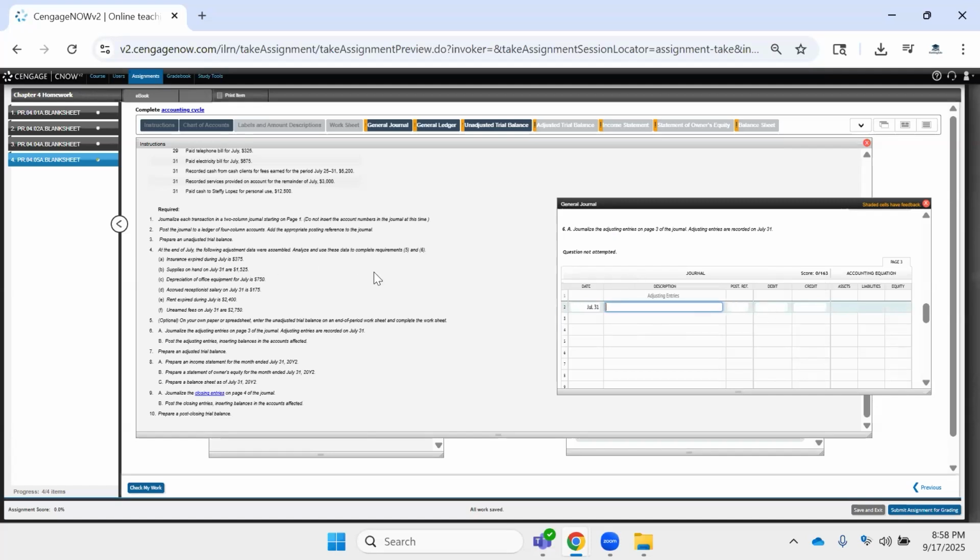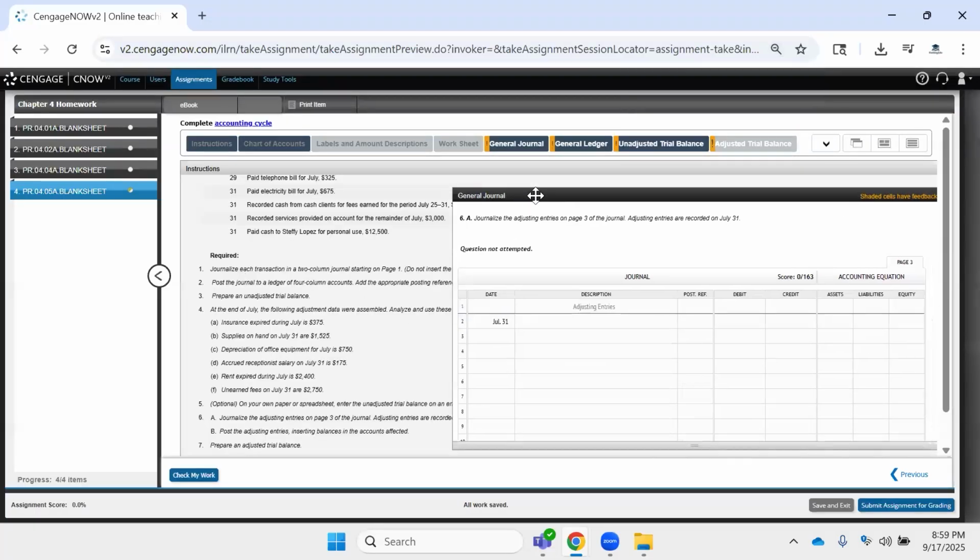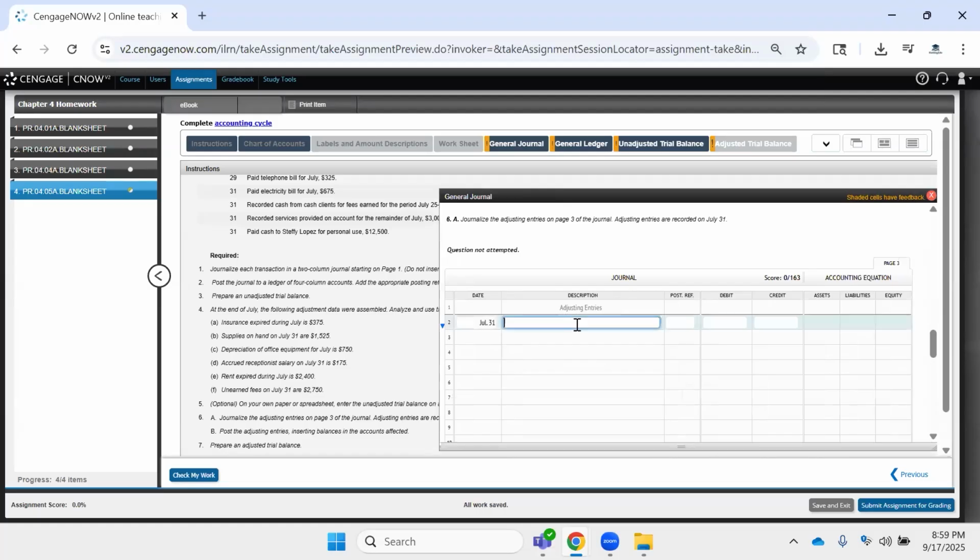Insurance expired during July is $375. So analyzing the details of that transaction, the insurance that expired was $375. So that's going to be our expense, because that's the amount that's expired, $375. And then we're going to credit prepaid insurance because we're reducing prepaid insurance.